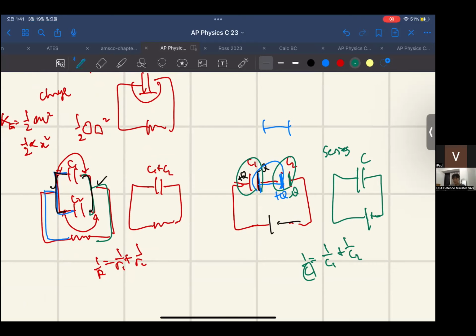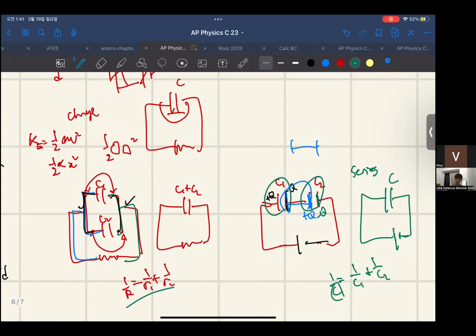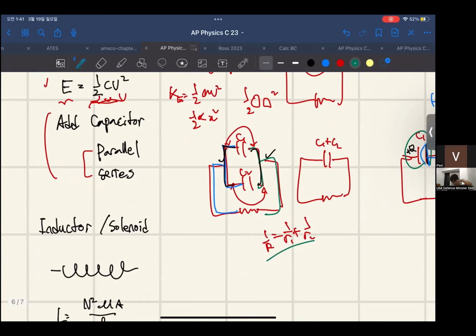This is literally the same as what you do for resistance when the resistors are connected in parallel. So basically, how you calculate the combined capacitance is literally the opposite of how you calculate the combined resistance. So you use the resistance method for parallel when capacitors are in series. And you use the resistor method for series when you connect capacitors in parallel. So that's how you would do things.